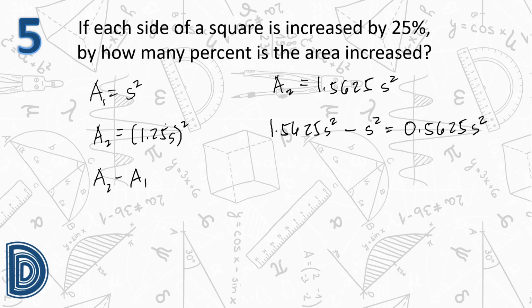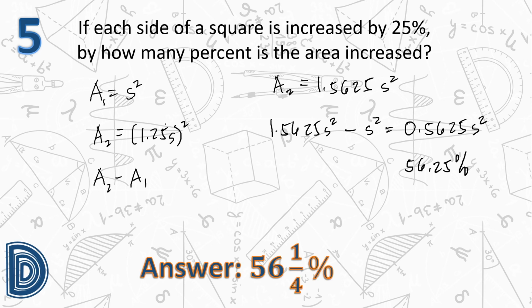Therefore, the area of the square is increased by 0.5625, or in percent, that is equivalent to 56.25% of S squared, or 56 1/4%.